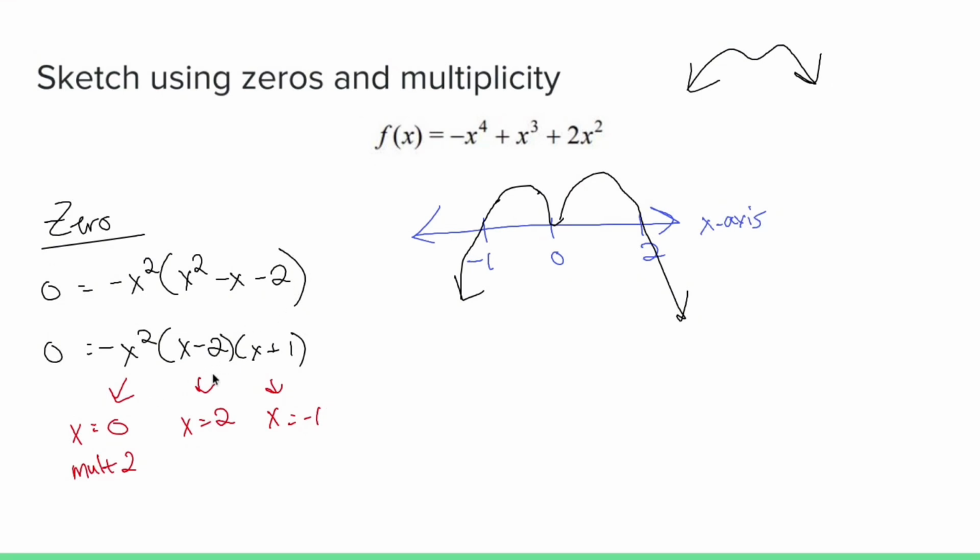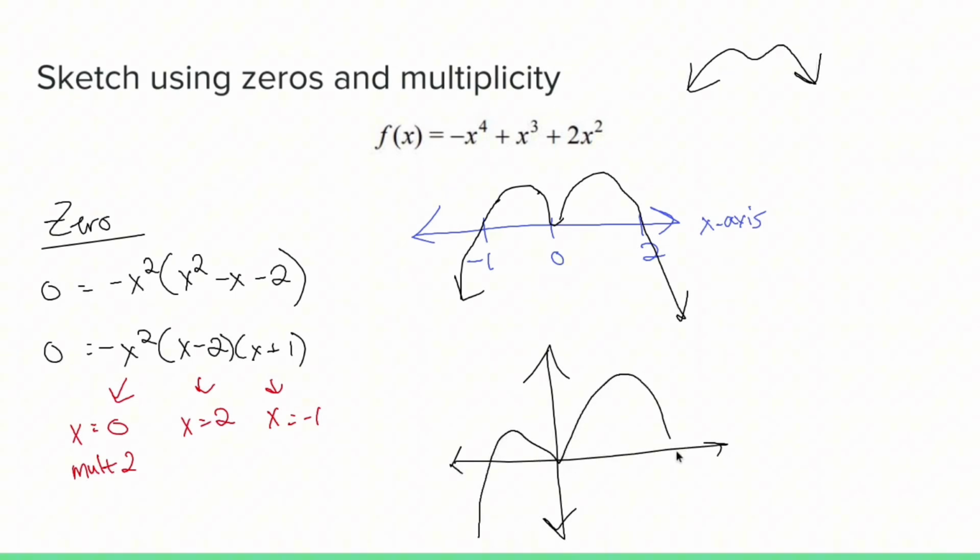So what happened is the reason why it goes through 2 is the multiplicity is 1. The reason why it bounces off at 0 is because the multiplicity is 2. And the reason why it goes through negative 1 is the multiplicity is 1. So a sketch of this graph would look like this. It goes through negative 1, bounces off of 0, goes through 2. Holy cow, that looks bad.